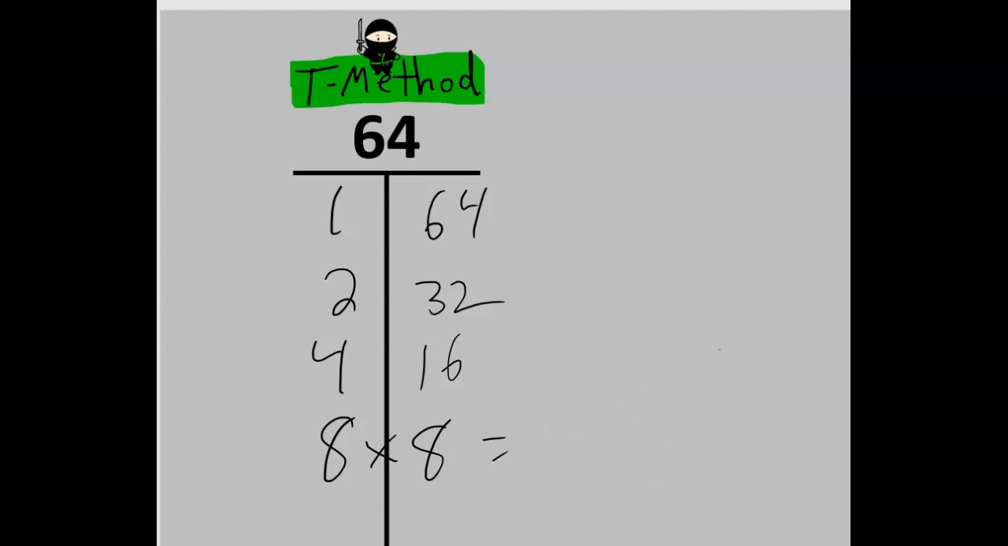There we go. Did you miss me? I was so quiet, peaceful and quiet. I believe this is it. These are all the factors of 24 using the T method.